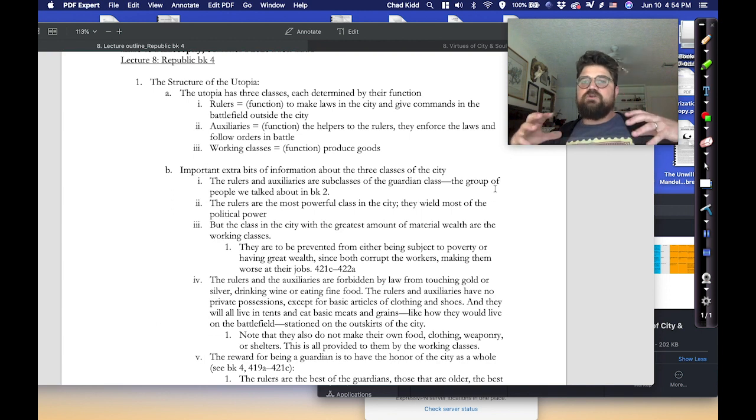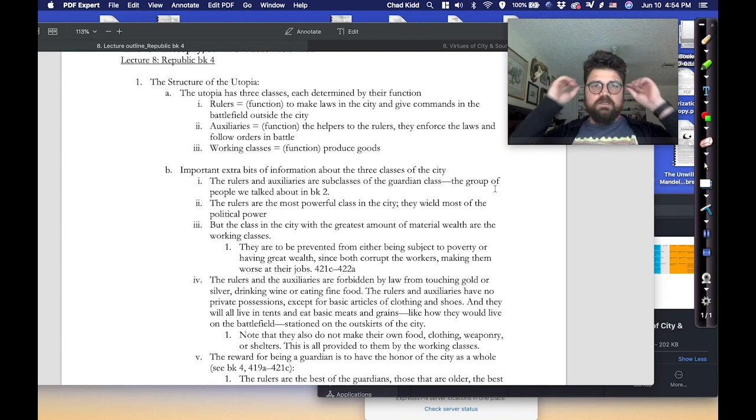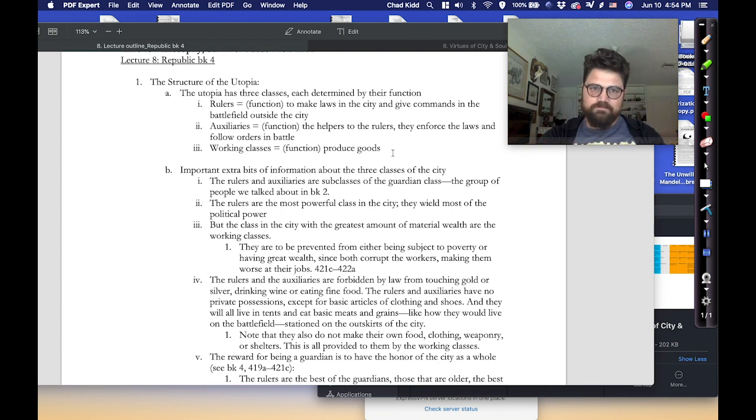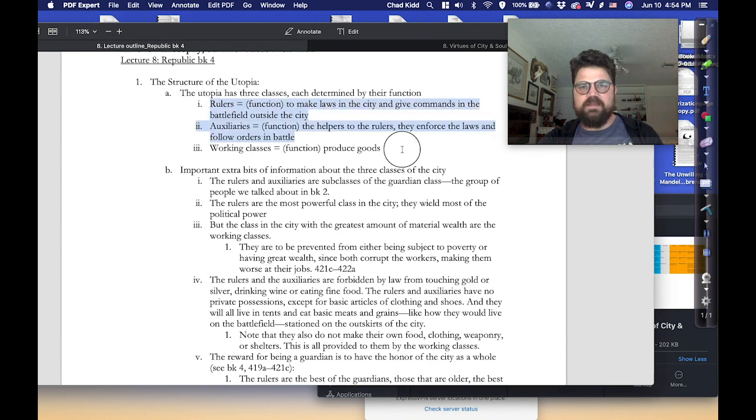It's sort of like your nature, your natural gifts, combined with the needs that are present in the city. Those two together determine which class in the city you're going to belong to. Okay, so the three classes are as follows. There's the rulers, the auxiliaries, and the working classes. That's what we have represented here on the handout, right? Highlighting it there in blue.